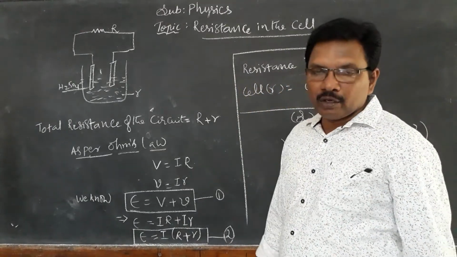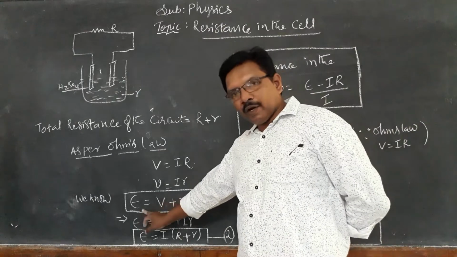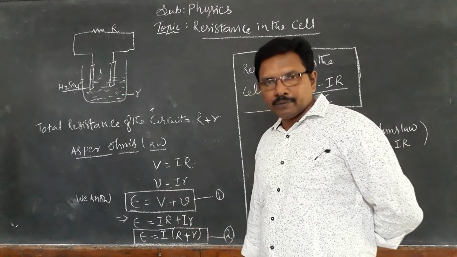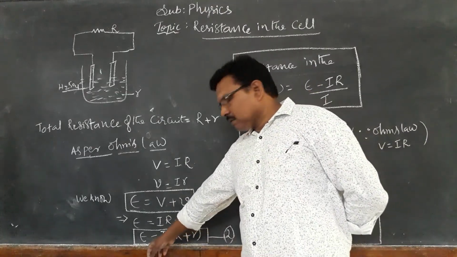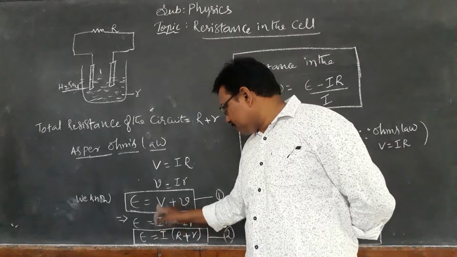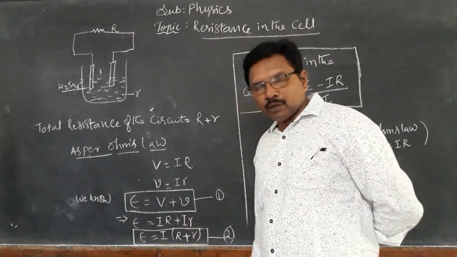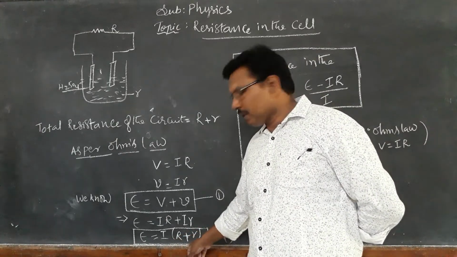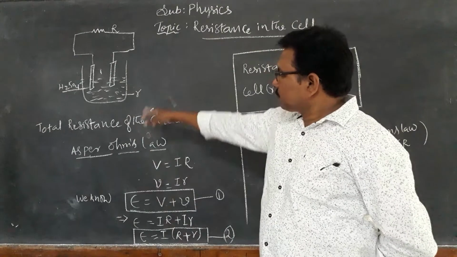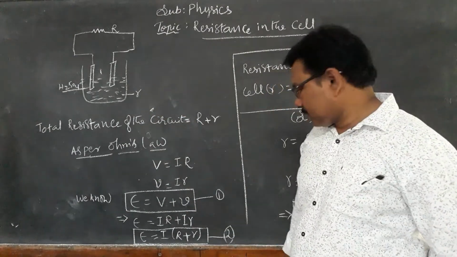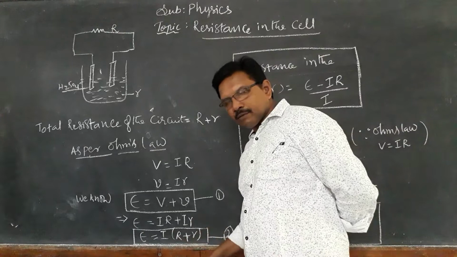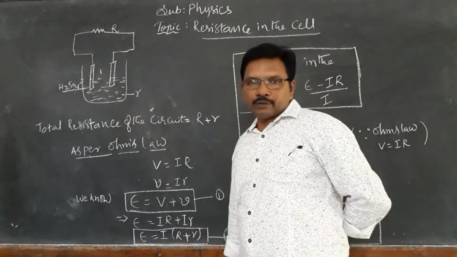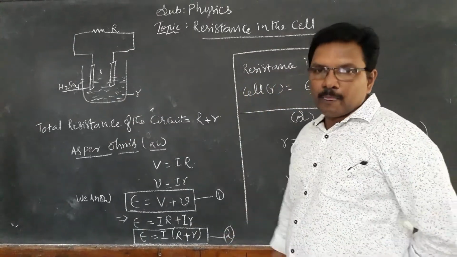That gives the formula for total EMF. There is another formula we got. What is the first formula to find total EMF along the circuit? Capital V plus small v. Here another formula we got from this derivation. Total EMF is equal to I into capital R plus small r, where capital R is the outside resistance and small r is the inside cell resistance. So I into R plus r gives the total electromotive force of the circuit.